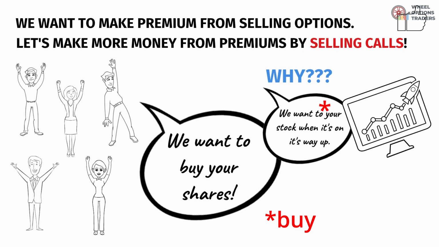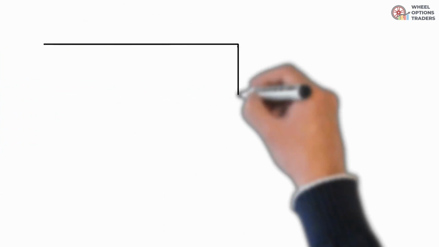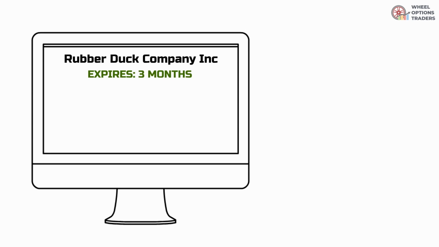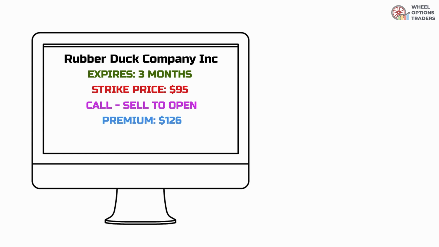Okay, so on to the promised example. Once again, you turn on your computer and open your broker's trading console, and you select the strike price and expiry date for your call option. So this is what you decide on. You have the Rubber Duck Company with a 3-month expiry date and a $95 strike. This is a call option contract, and you're going to again sell to open. So you're going to sell a call to open the trade. And with all these variables, you will receive $126 premium.